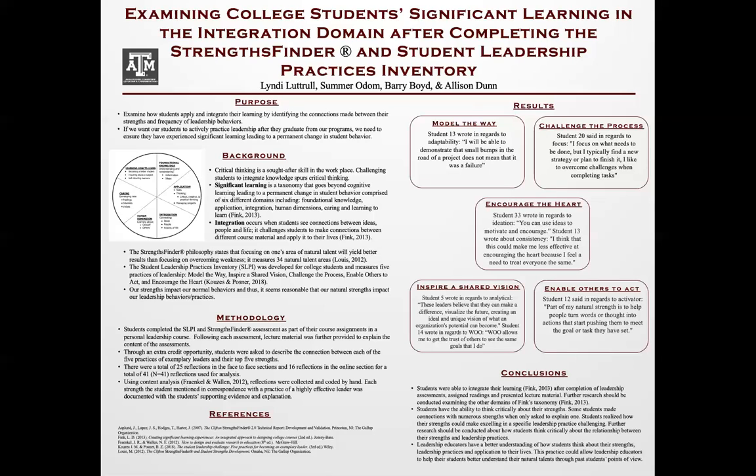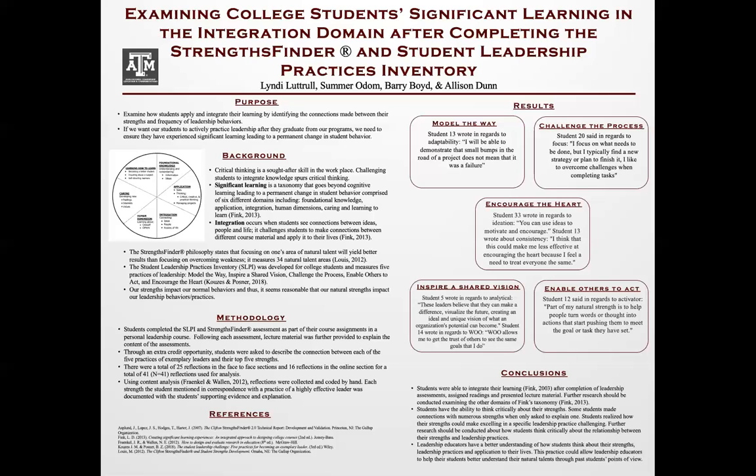The Student Leadership Practice Inventory, commonly referred to as the SLPI, was developed for college students and measures 5 practices of leadership. These 5 practices include model the way, inspire a shared vision, challenge the process, enable others to act, and encourage the heart. Our strengths impact our normal behaviors, and thus it seems reasonable that our natural strengths impact our leadership behaviors and practices.